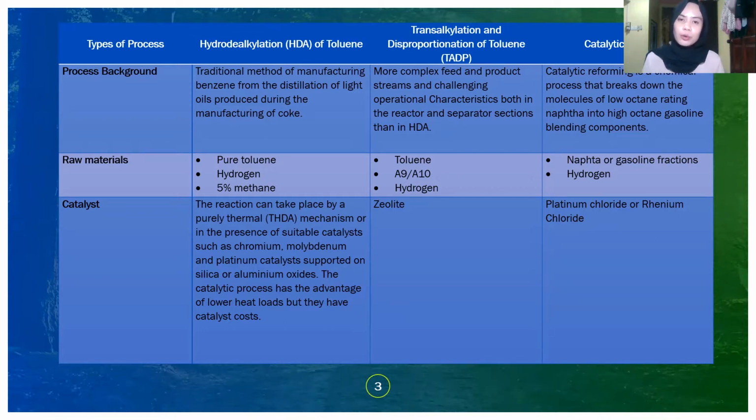Catalyst is also one of the important criteria in choosing the process. HDA is a reaction that can take place by a pure thermal mechanism or in the presence of suitable catalysts such as chromium, molybdenum, and platinum catalyst supported on silica or aluminum oxide. The catalytic process has the advantage of lower heat loads, but they have catalyst cost. While for TADP and catalytic reforming, they only need zeolite for TADP and platinum chloride or rhenium chloride for catalytic reforming.